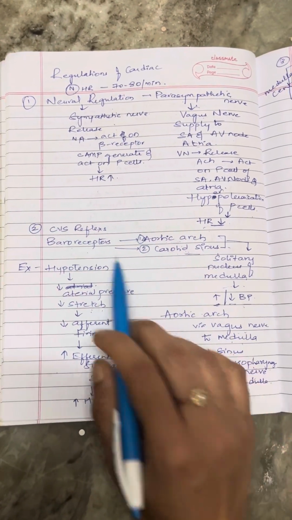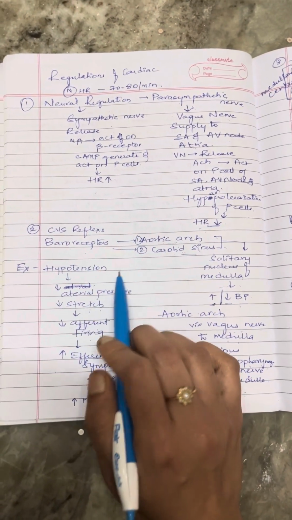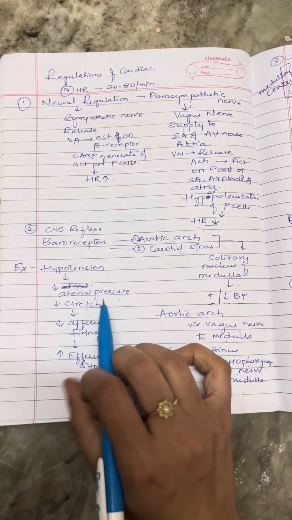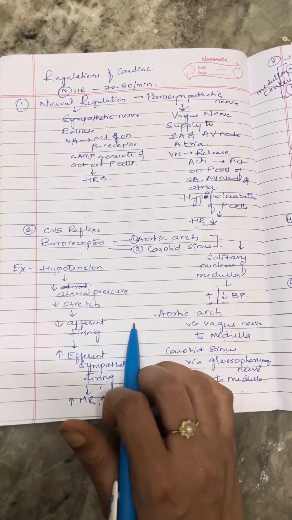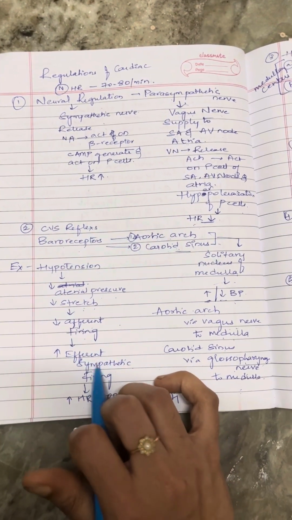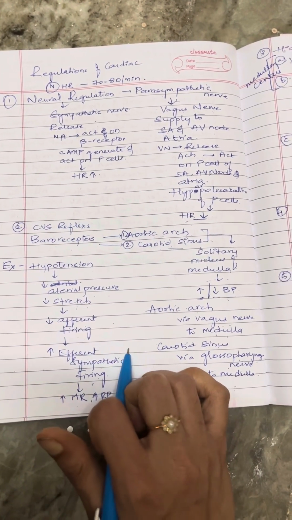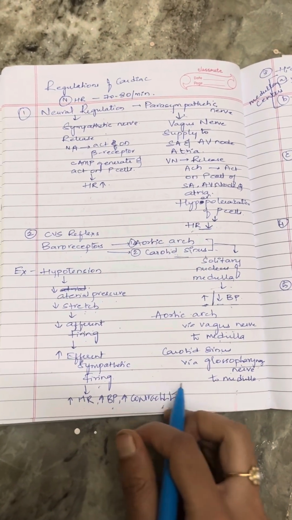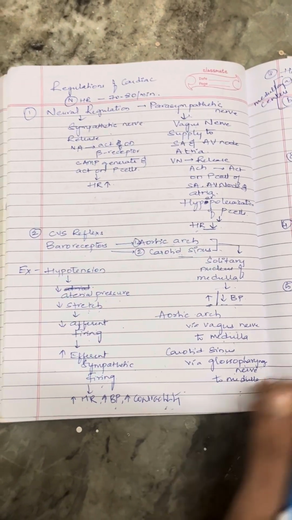You can also see that if a patient has hypertension, it usually increases the arterial pressure and increases the stretching and it increases the afferent firing. With that, it's going to decrease the efferent sympathetic firing and increase the efferent parasympathetic firing, and it's going to decrease the heart rate, blood pressure and contractility.